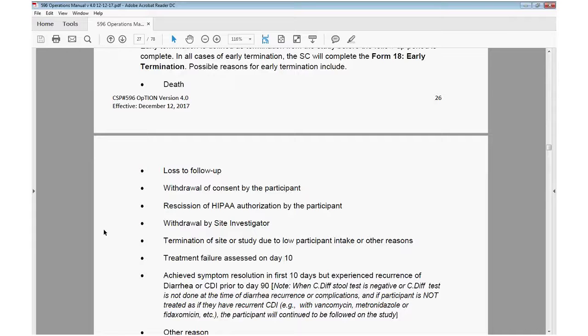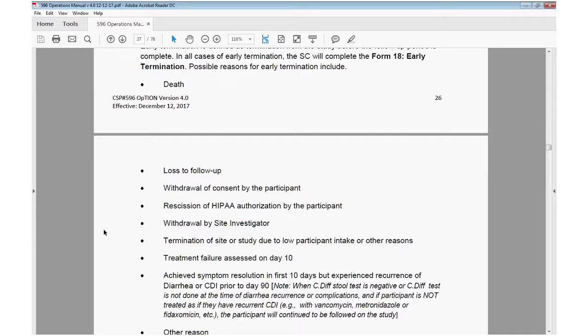Termination of site or study due to low participant intake or other reasons. Unfortunately, if a site does get terminated, we will try and end participants normally, but we will not allow a site to continue just because they have a participant, if that will be an issue. So they may be ended early, though if a site is terminated, there will be a window of time afterwards for all information to be completed and all follow-ups to be done. So hopefully they'll be able to be completed in that time.